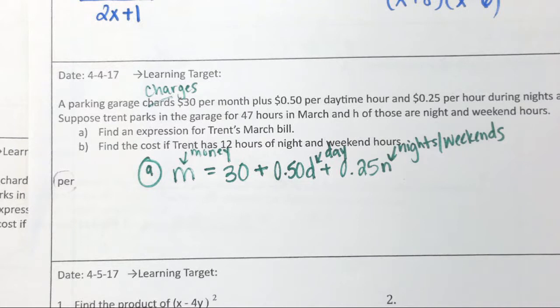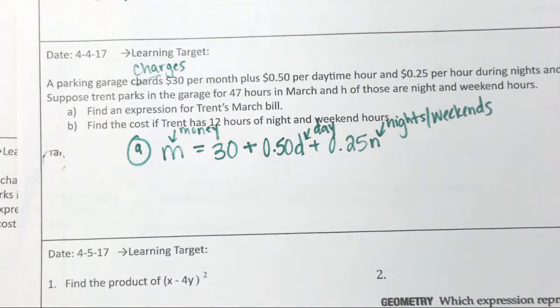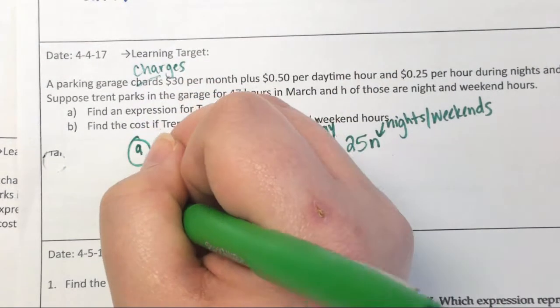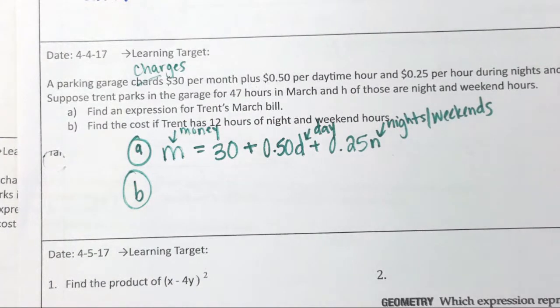And then it says, find the cost if Trent has 12 hours of nights and weekends. Well, I'm not even paying attention. There's something else I need to plug in first before I go crazy and do B. Do I know how many daytime hours he has? Okay, so let's see. What other numbers are in this problem that we haven't used? 47, and what other number? In part B? 12. So we somehow got to use that 47 and the 12.